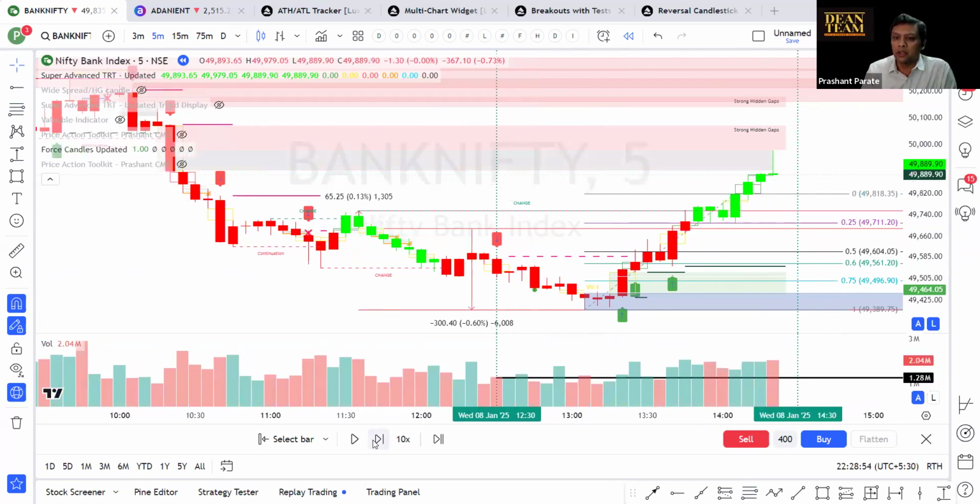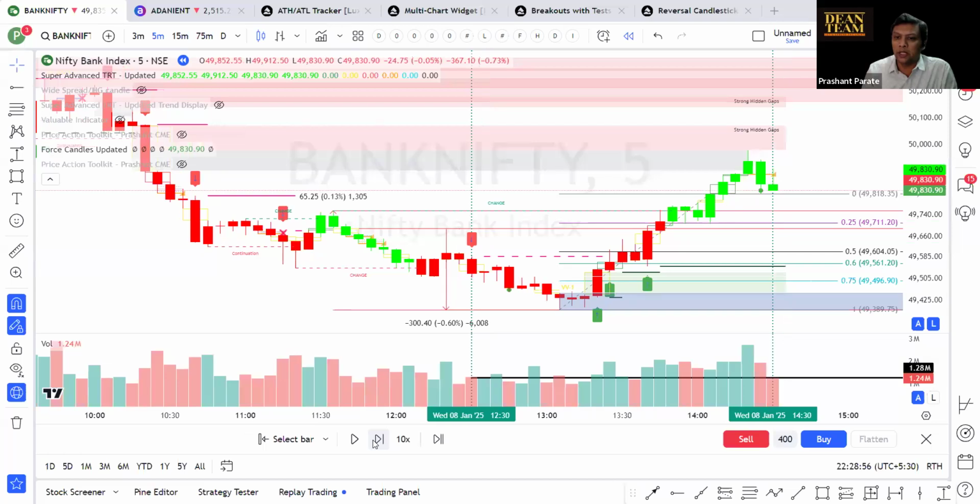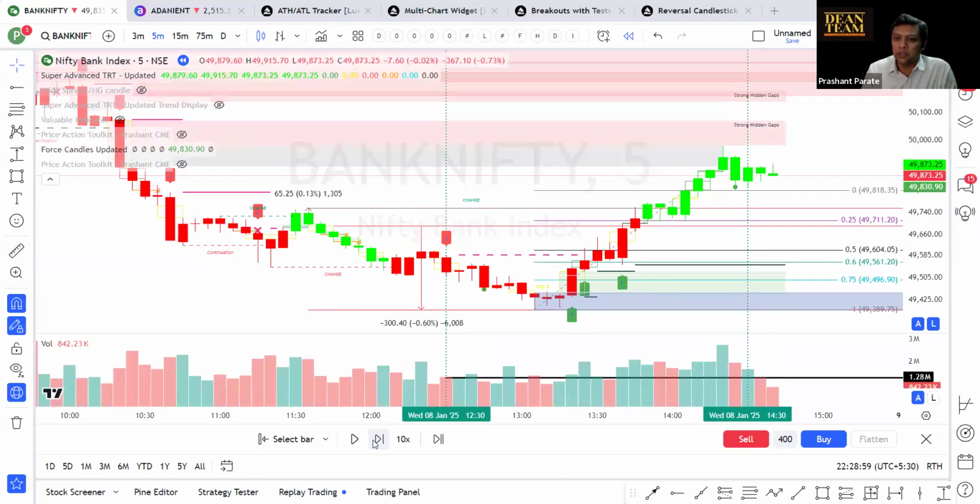Price kept going higher and there is no opportunity to take any trade. At this time, just leave it.